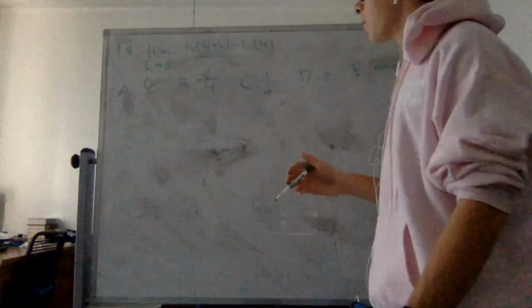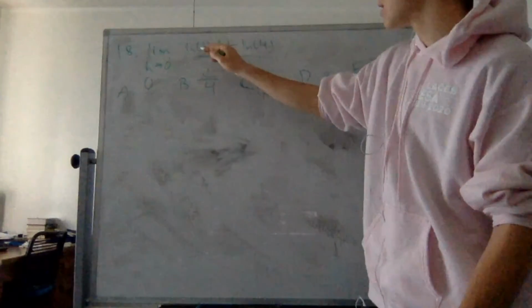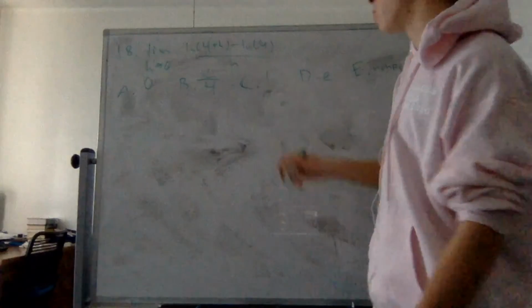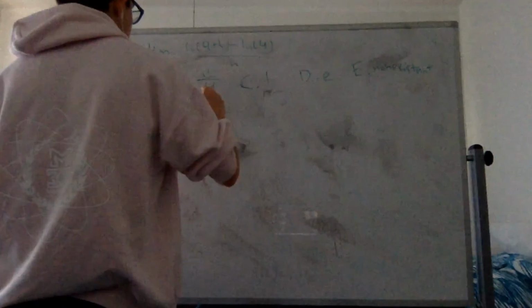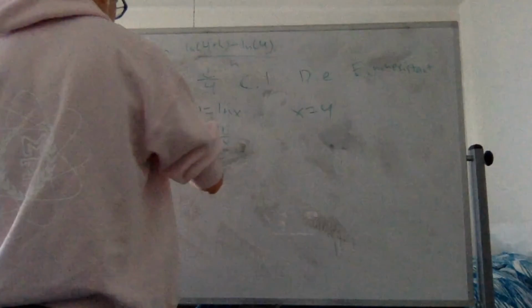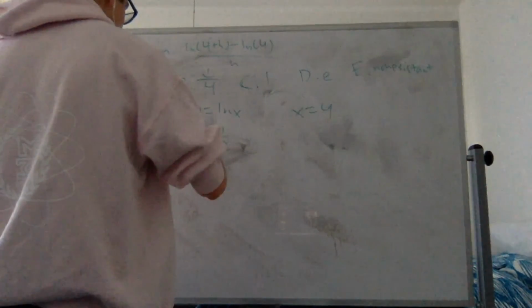You can also tell it's a hidden derivative because you have a function, ln of something in this case, and a certain x value, which is 4. So our f of x is equal to ln of x, and we have an x equal to 4. For a hidden derivative, we just take the derivative of this. So f prime of x equals 1 over x, and then we plug in our x value. So f prime of 4 equals 1 over 4, or B.